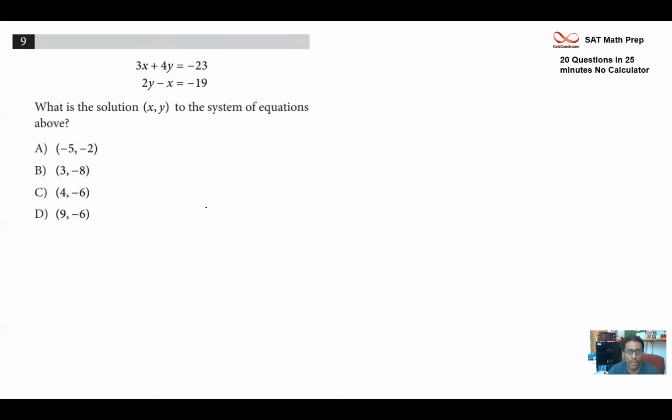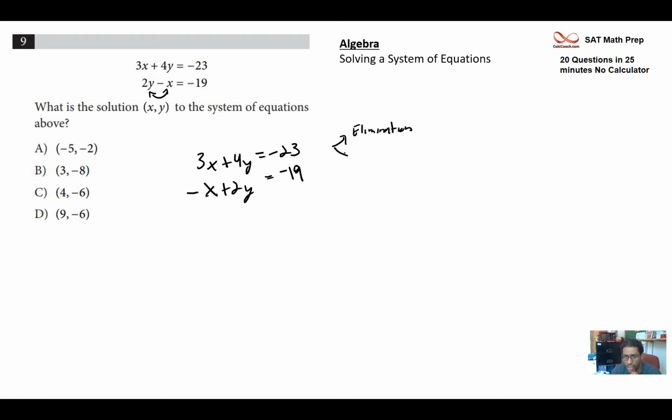Number 9. This is your classic system of equations. These have been interchanged to fool you. We're not going to be fooled by that. 3x plus 4y is negative 23. Negative x plus 2y is negative 19. We have options. We can go with the elimination method, where we add these equations together. Or we could go with the substitution method, where we take one of the variables in one of the equations and solve for it and then plug that into the other.